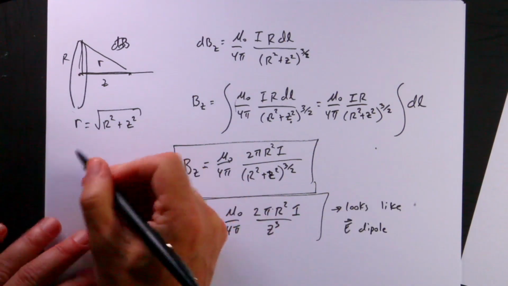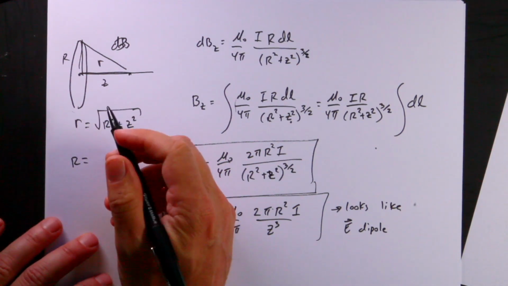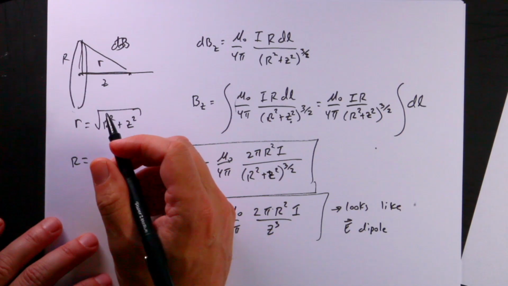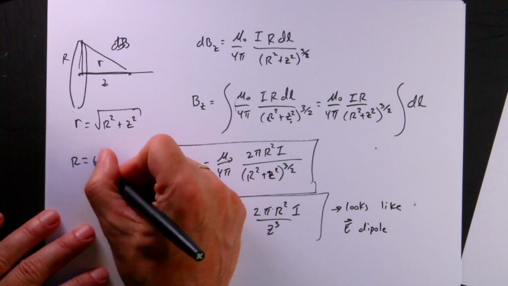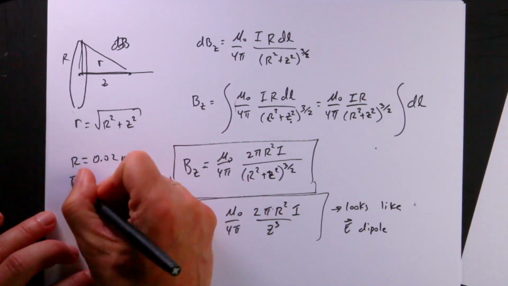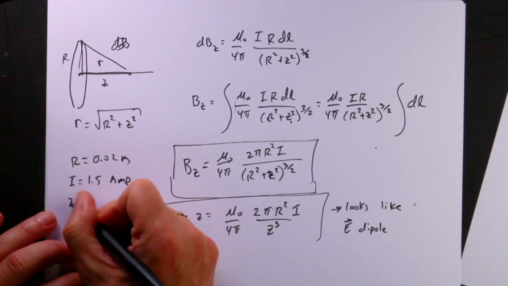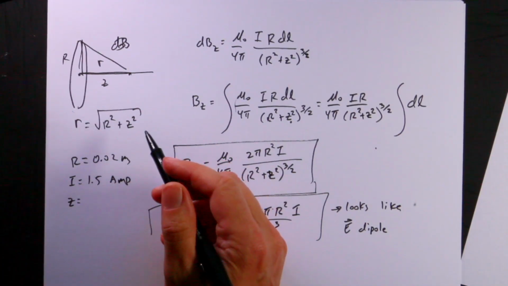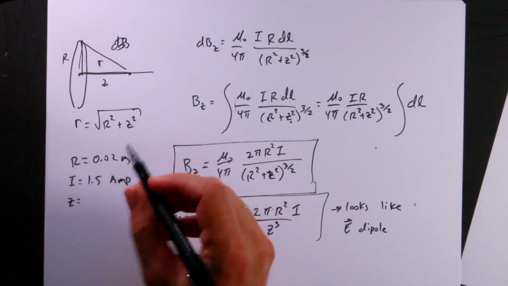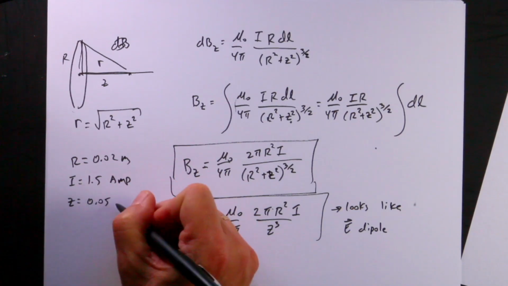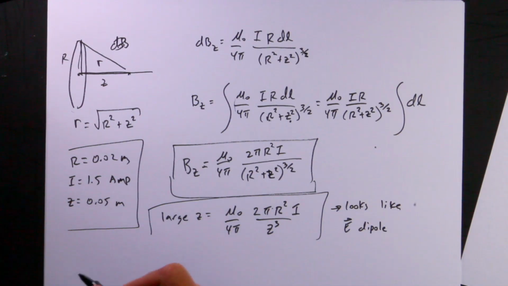Okay, but now let's switch over to Python and do this exact same thing. Before I do that, I need to pick some values. How big is my loop? It's about 5 centimeters, kind of big, 1 centimeter, 2 centimeters. So R is 0.02 meters. I is 1.5 amps. And let's have Z pretty close, Z equal to 5 centimeters, 0.05 meters. Those are my parameters, because I'm going to do a numerical calculation.